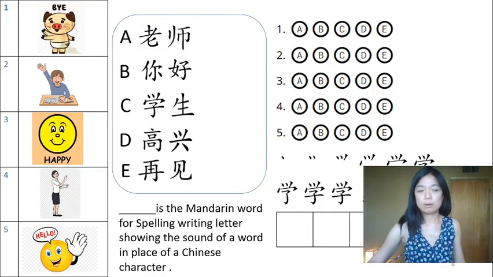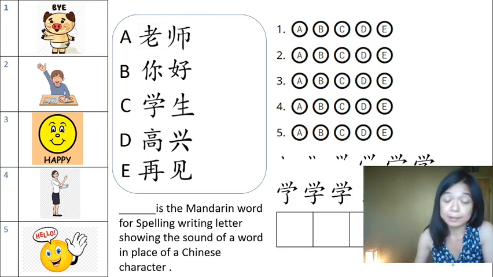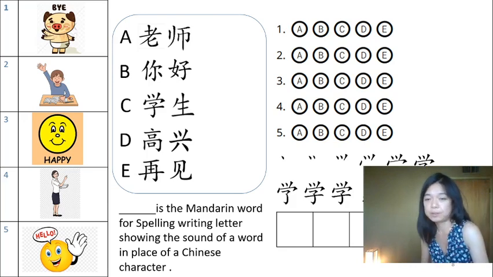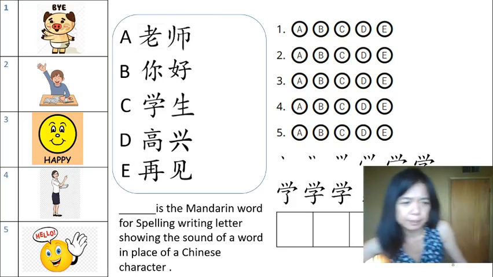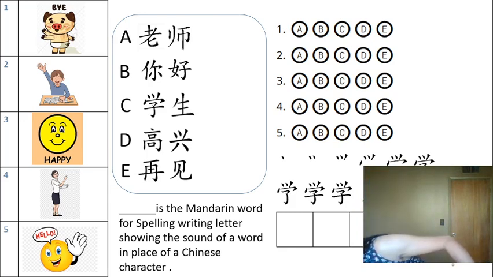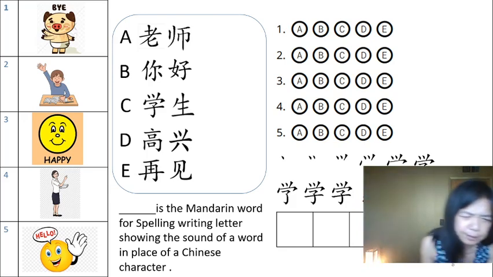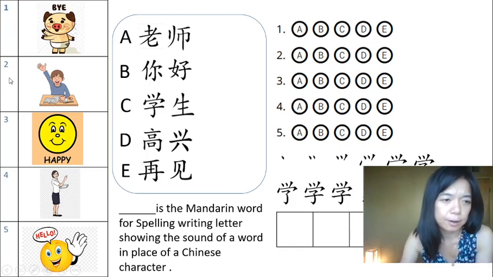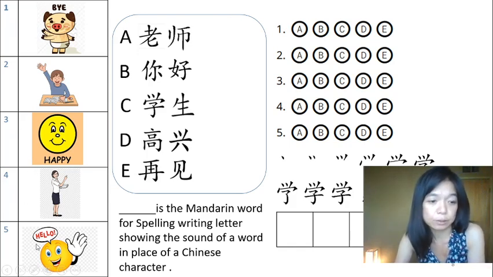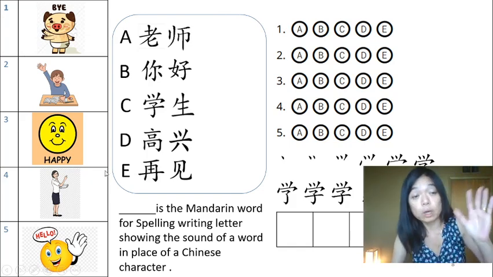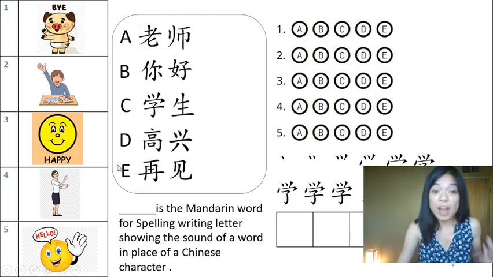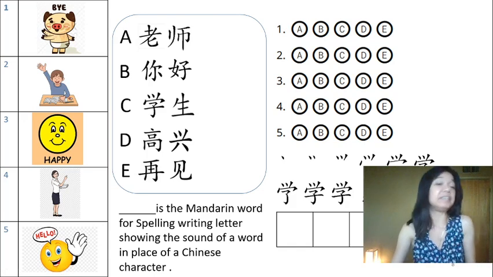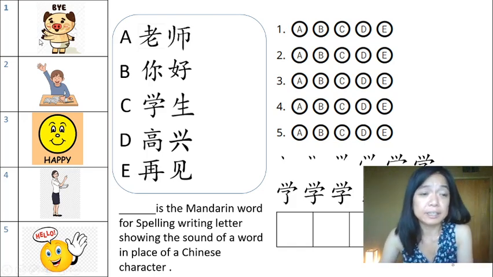Let's see. Oh, let's try. I guess it's quiz time already. So let's work on the Mandarin quiz with Miss Lu together. So how many questions? Let's look. 一、二、三、四、五. 五个问题. So let's look. 第一题.